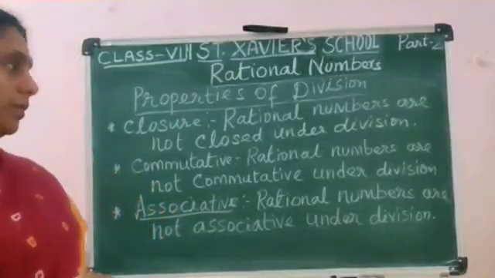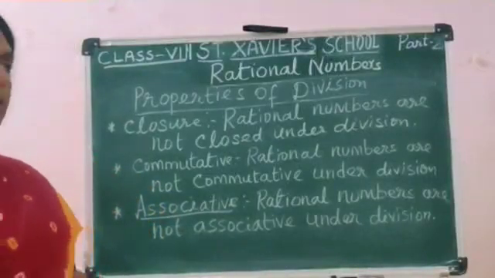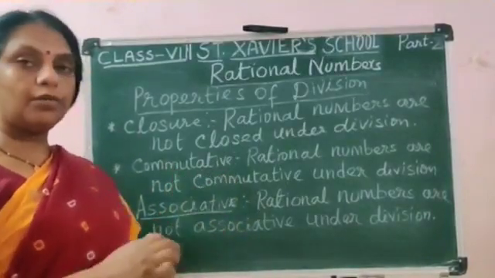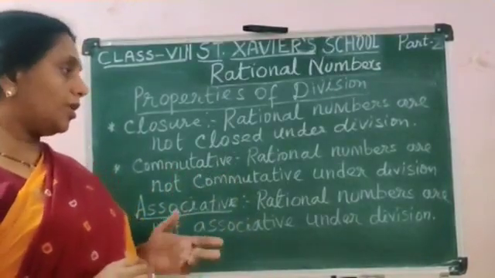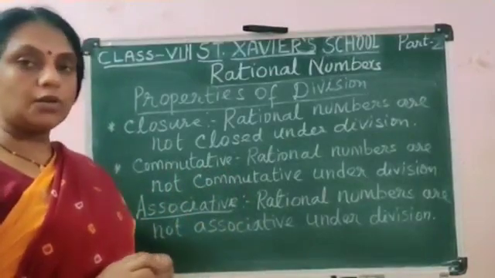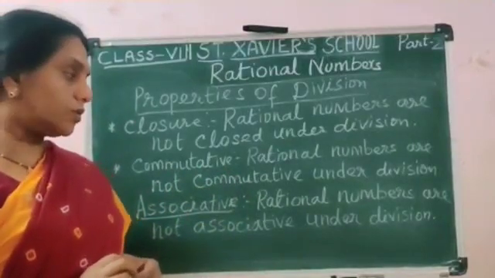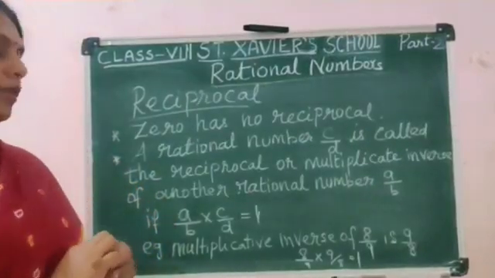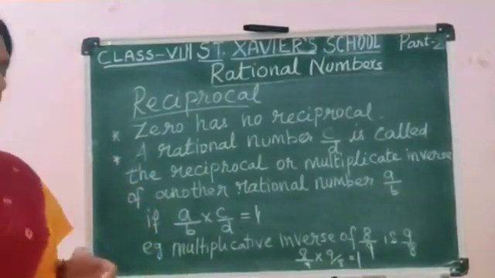Properties of division. Closure property: rational numbers are not closed under division. Commutative: rational numbers are not commutative under division. Associative: rational numbers are not associative under division. Reciprocal of a number: 0 has no reciprocal.